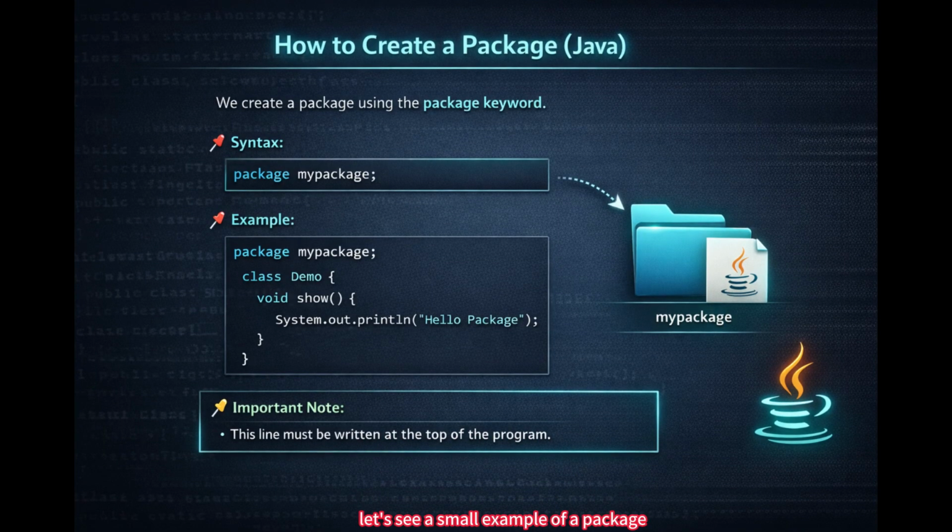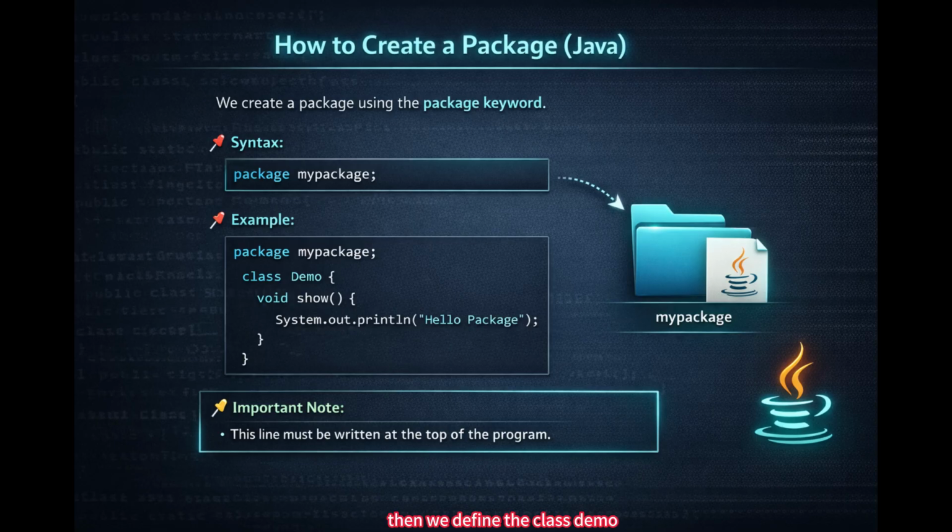Let's see a small example of a package and the class inside it. Imagine we have a package called MyPackage. Inside this package, we create a class named Demo. We write package MyPackage. This is the first line at the top of the program, which tells Java that this class belongs to the package MyPackage.